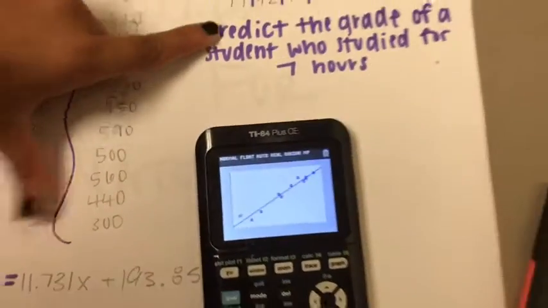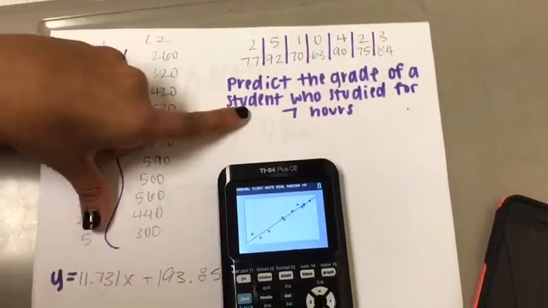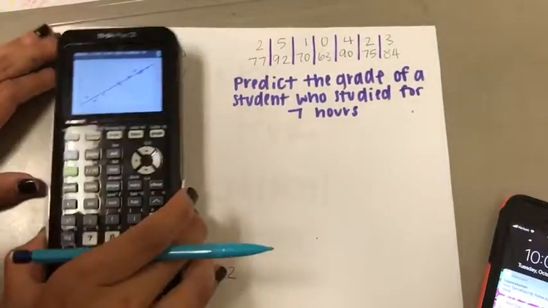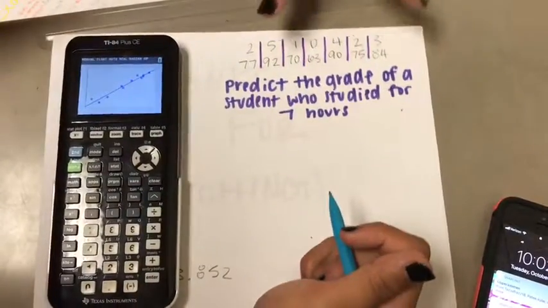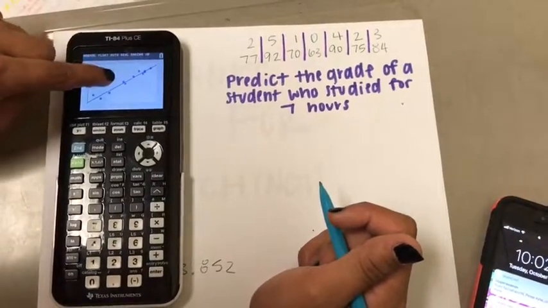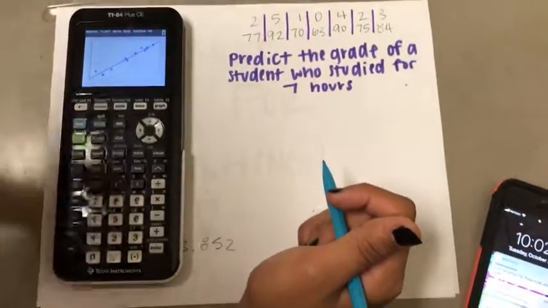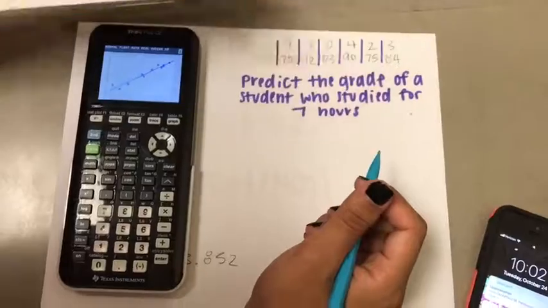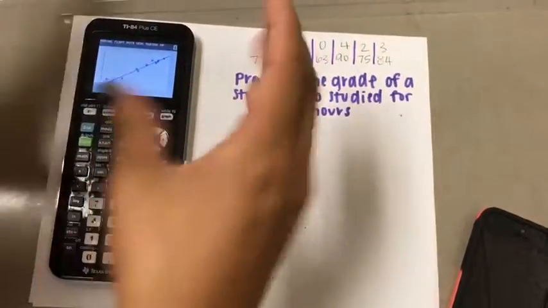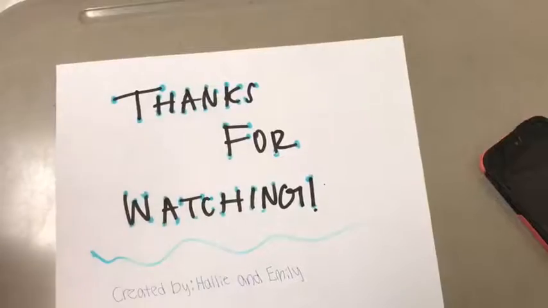For this next equation, you can do by yourself, and you're just predicting the grade of a student who studied for 7 hours. So what you would do, there's multiple ways you can do this. One, you can plug it in and then try to find it on the graph, or you can put this into a table and then come up with the 7, or you get your y equals equation and plug in 7 for the x.